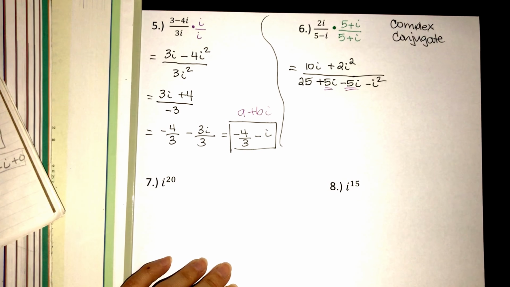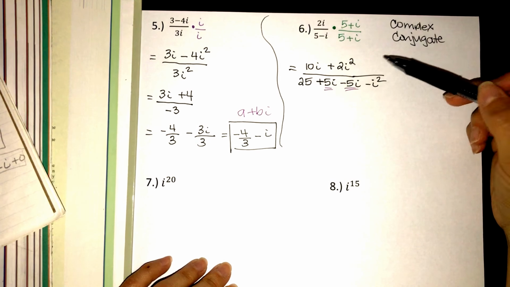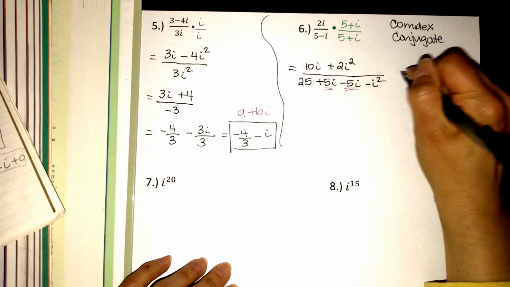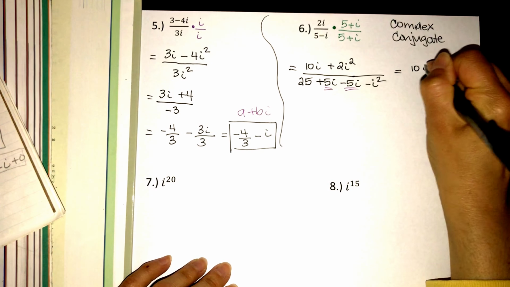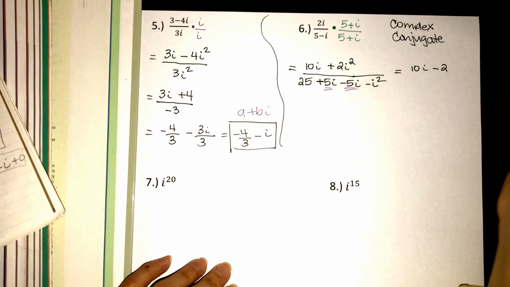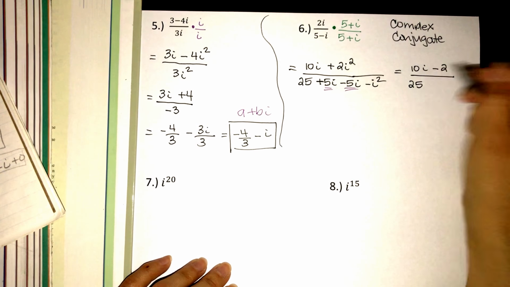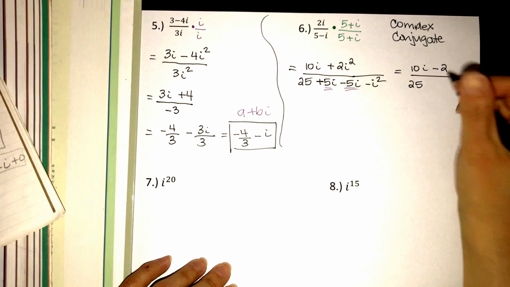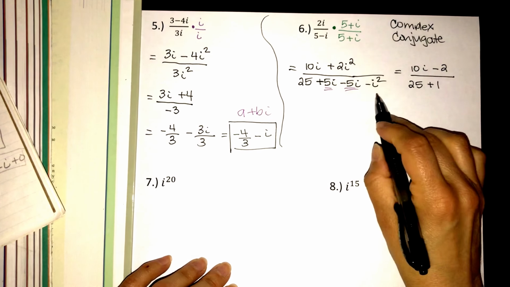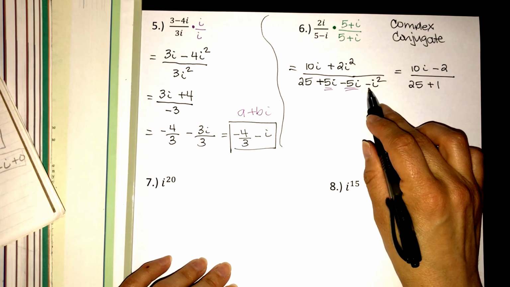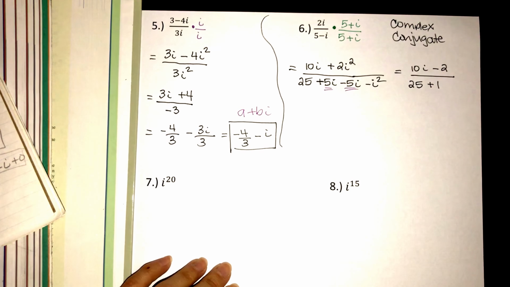And then wherever you see i squared, we have to replace that with a negative 1. And it just basically changes the sign. So your numerator is now 10i minus 2. And right here, we're going to get 25 plus 1 because I've replaced i squared with negative 1. So, we already have a negative here, so that turns into plus 1.